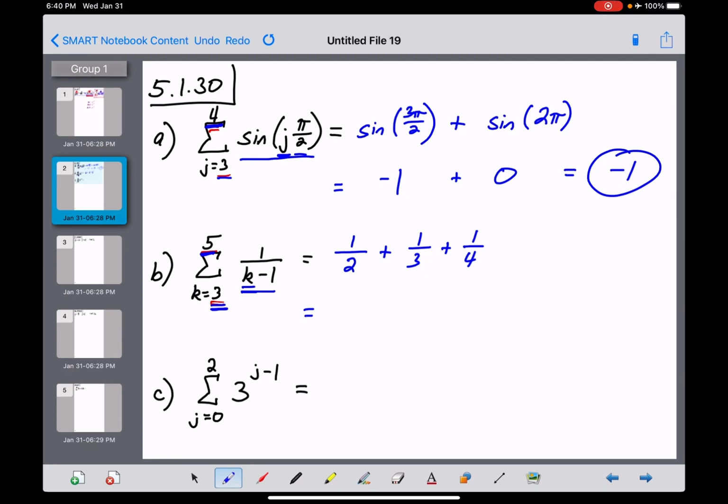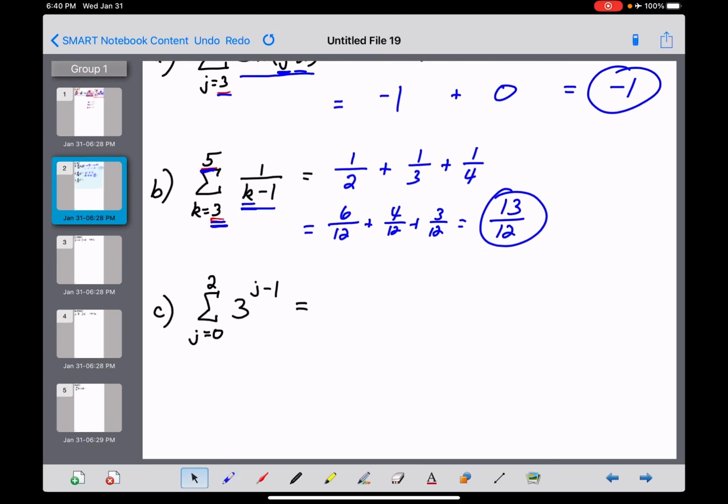Now, I suppose we need a common denominator right here, and I think that's going to be 12. You guys could do this on your calculator if you wanted to, but it's probably faster just to do it by hand, I think. So that's going to be a 6/12, a 4/12, and a 3/12 there, which looks like we're going to get 13 over 12 for the value of that summation. Okay, and now on to part C right here.